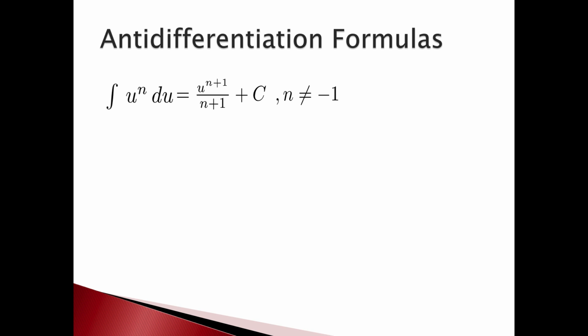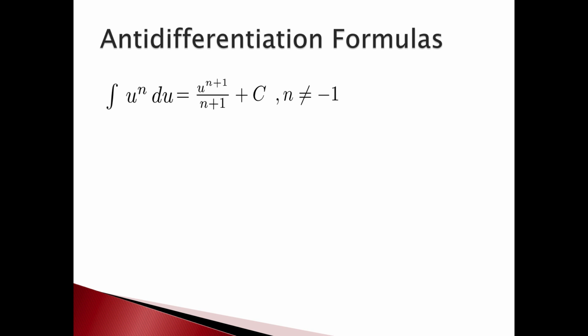Now, if you think about this for a second, what would happen if I took the derivative of u to the n plus 1 divided by n plus 1? Well, that n plus 1 would come down in front and cancel with that n plus 1 that I've divided by, so I wouldn't see that anymore. And when I subtract the 1 from the exponent, I get back to u to the n.